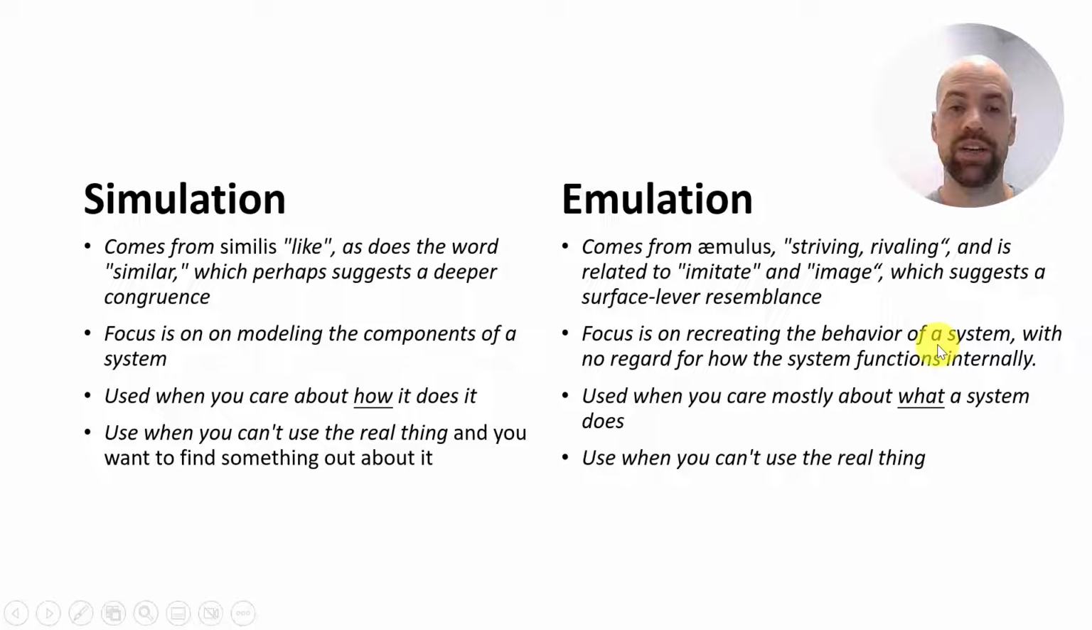And we don't care how the components that we are modeling or the system that we are modeling is working from the inside out. We just care about the behavior. Simulation is used when we want to figure out something about how it does what it does. And with the emulation, we want to know what it does. We don't care about the rest of it. So the emulation is used when we can't use the real thing, whereas the simulation is used when we can't use it, but also want to find something out about it.